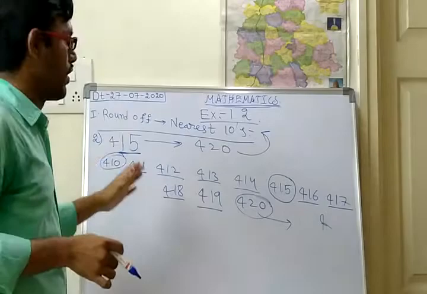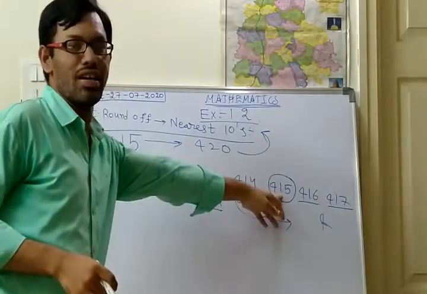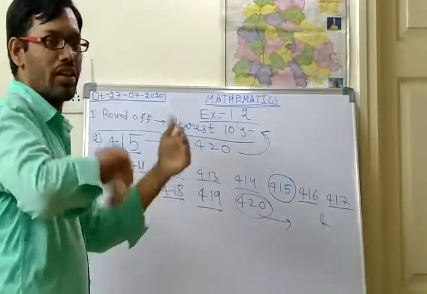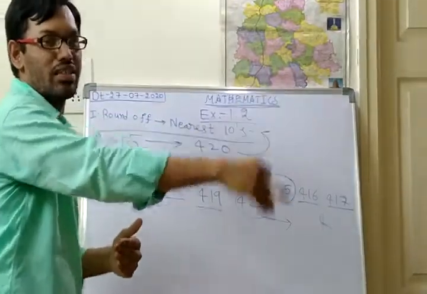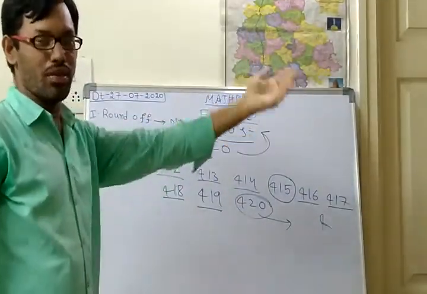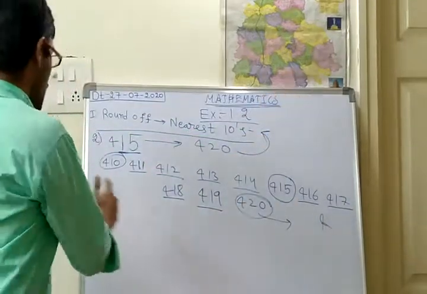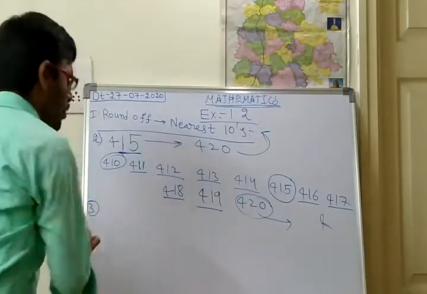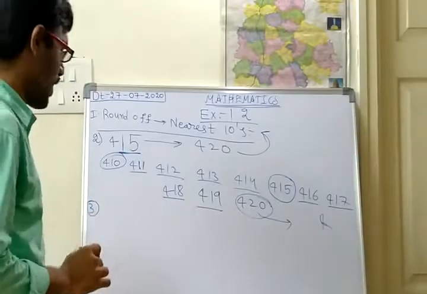Whenever the number is at the center, at that time you should take the next tens, not the previous tens. You should take the highest succeeding tens. Like this you have to do. I hope you are understanding. Next, the third one. What is the third one?